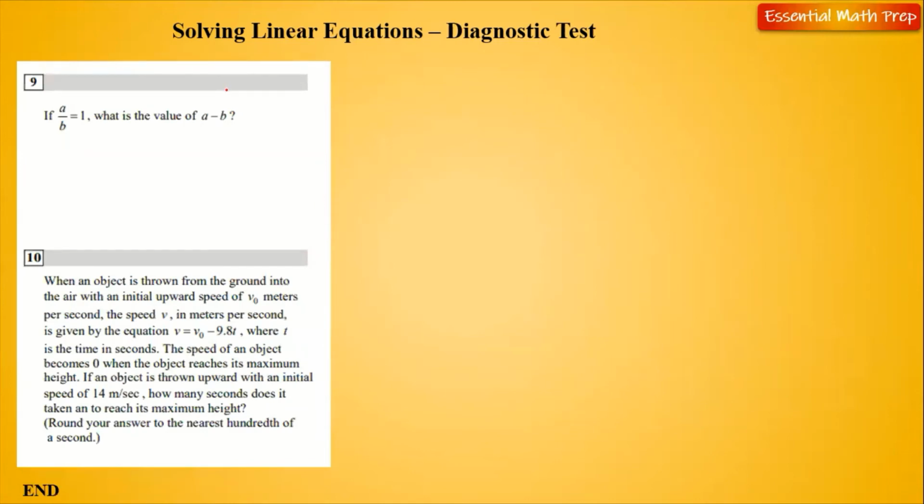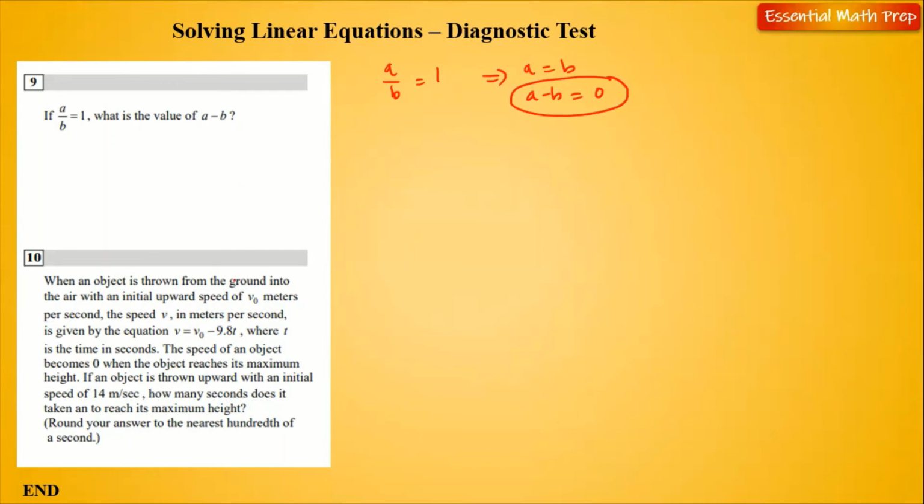Well, we're coming to the end of the diagnostic test. It's problem 9 and 10 left. So let's go ahead and solve problem 9. If a over b equals 1, what's the value of a minus b? Well, a equals b, right? So a minus b equals 0. A over b equals 1. So a equals b, a minus b equals 0.